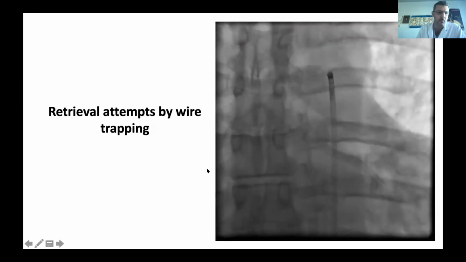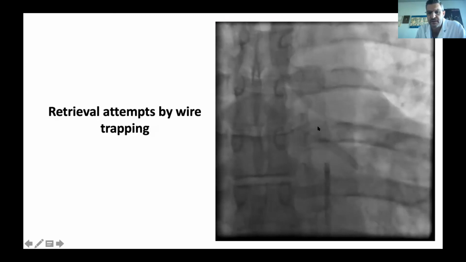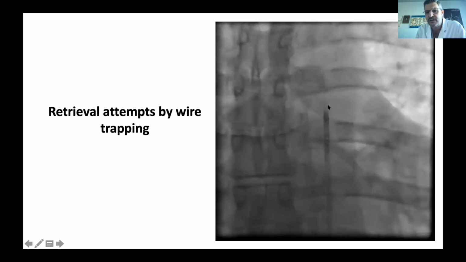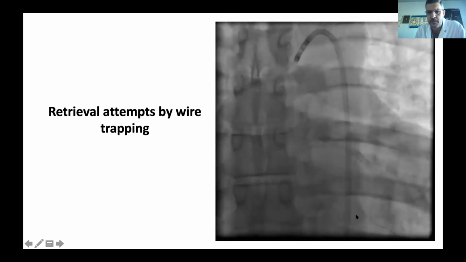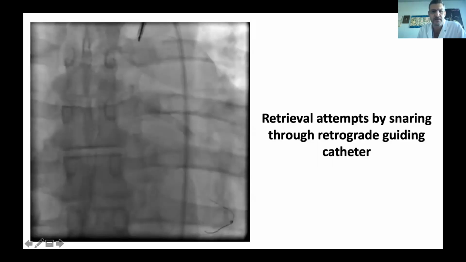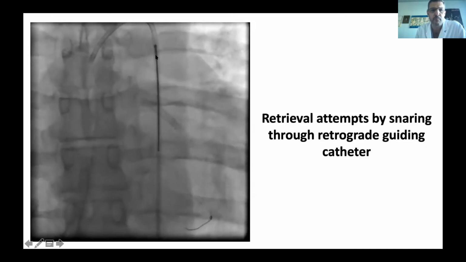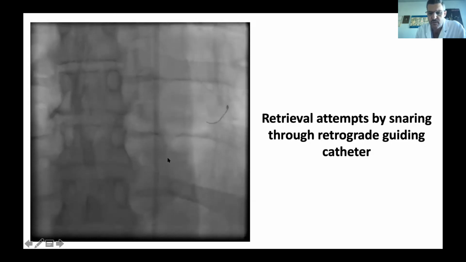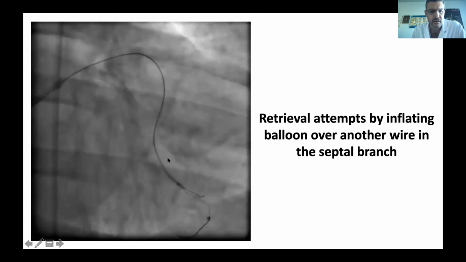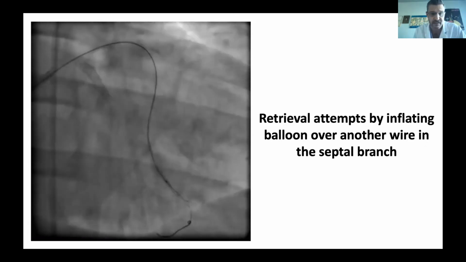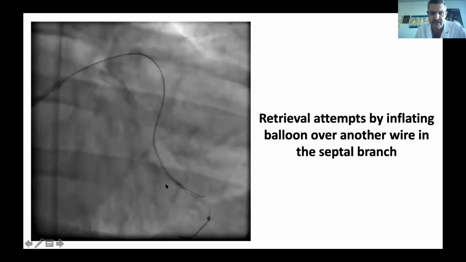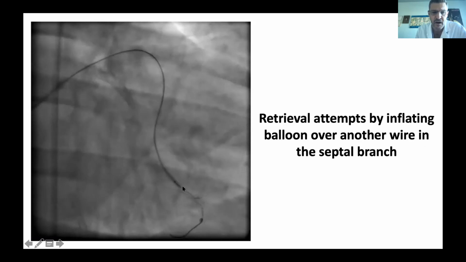So the first attempt was by wire trapping, but it was not effective. As you can appreciate here, we inflated the balloon over the core wire, but it was not successful in terms of the retrieval of the wire. So the second attempt was performed by snaring, but even using the snaring, we were not able to remove the core wire. And the fourth strategy that we applied was the plaque modification technique. We advanced a second wire close to the device entrapment. We inflated the balloon, but also in this case, it was not possible to free the wire from the vessel wall.